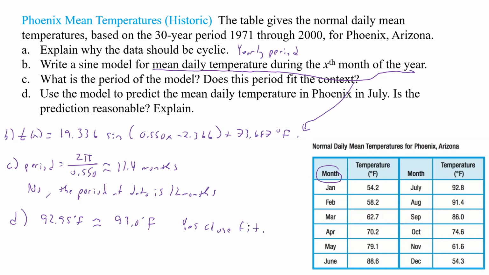Okay, and so that's how we're going to work with these data tables. Again, we're just using our sine function, getting our function out, and finding whatever else they ask for. The period, does it match what we're looking for? Not really, but it's close. And does it fit the prediction with what the actual table is? Yeah, that one was pretty close. All right, so let's stop there and we'll come back.